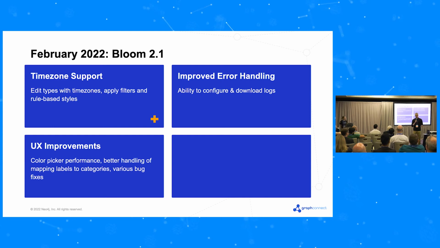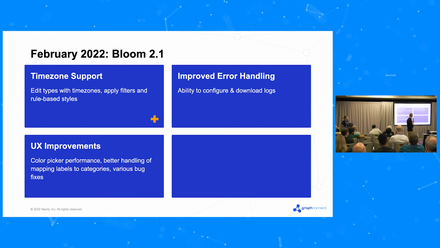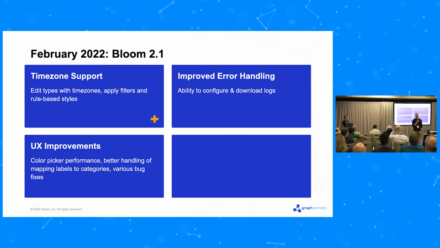And again, we did more UX improvements, so thank you, Sebastian. Color picker performance was improved. We did better handling of mapping categories to labels, and we introduced various bug fixes, which we're actually doing all the time.